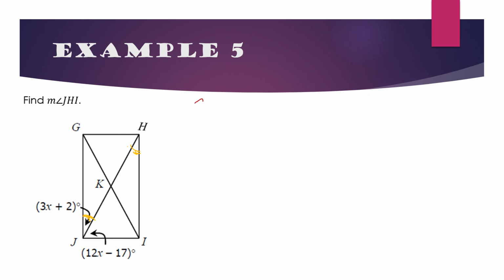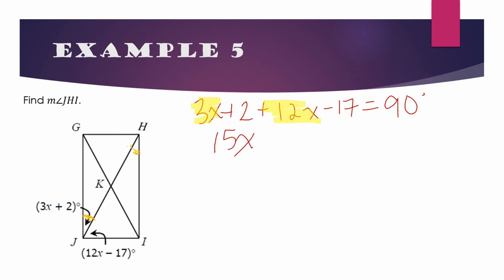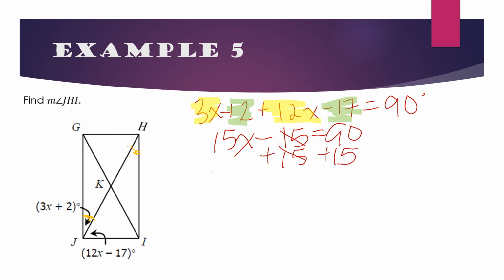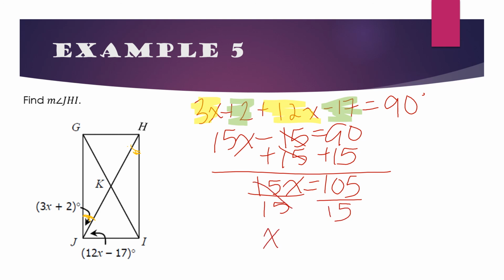So to find x, I'm going to do 3x plus 2 plus 12x minus 17, and I'm going to set that equal to 90 degrees and solve that. I'm going to start by combining my like terms, 3x plus 12x, that's 15x. And then I'm going to combine my constants. 2 minus 17 is negative 15, equals 90. I'm going to add my constant of 15 to both sides to give me 15x equals 105. And then we're going to divide both sides by 15 to give us x equals 7.